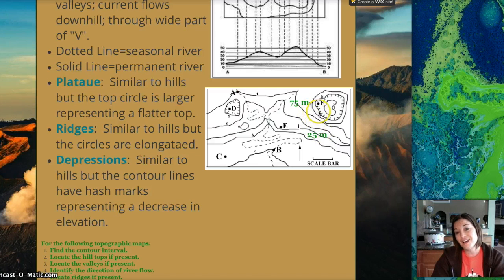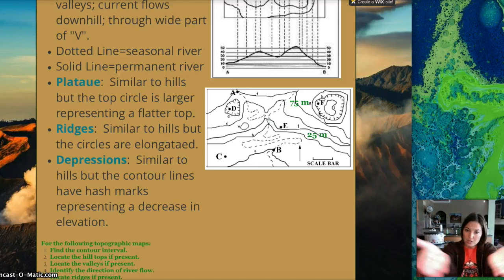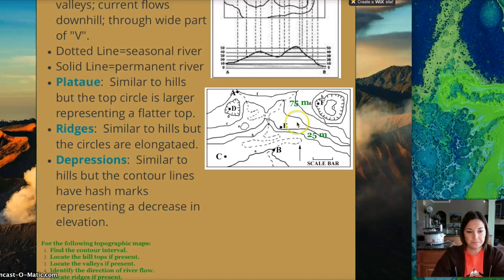But then the next line, the elevation is not going up. So it's not going up to 125. It's actually going back down to 75 meters. And so the hash marks represent a decrease in elevation going down into a crater or a lake or some kind of a depression in the landscape.